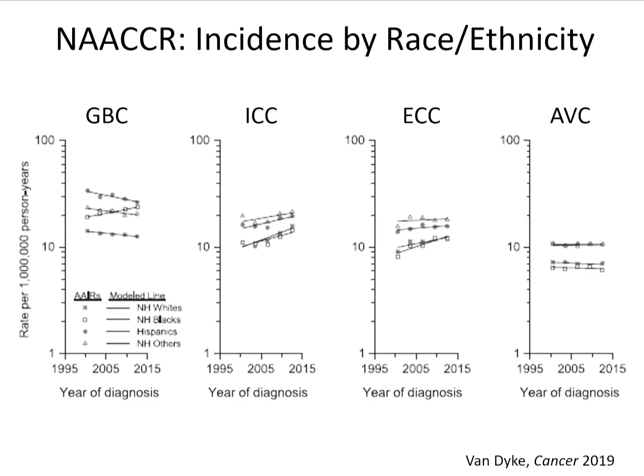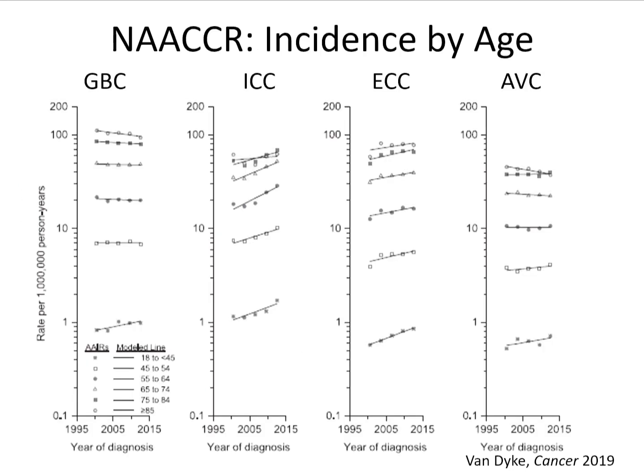Looking by racial ethnic groups, gallbladder cancer rates have decreased over time in all racial ethnic groups except for non-Hispanic blacks, where you can see the trends are going up over time. For intrahepatic and extrahepatic cholangiocarcinoma, rates have been increasing in all racial ethnic groups. And for ampulla of Vater cancer, the rates have been stable over time.